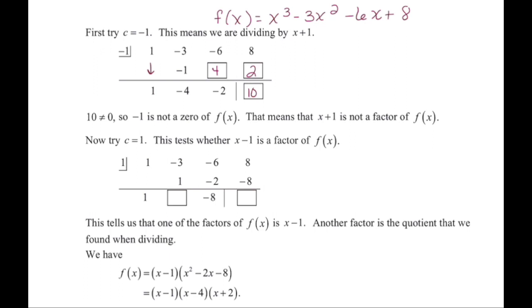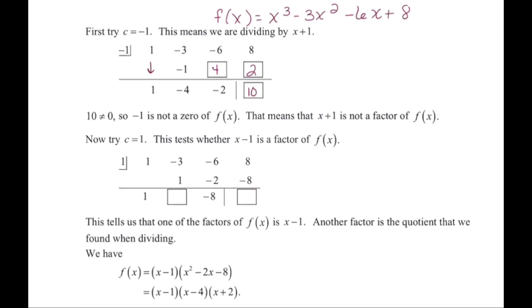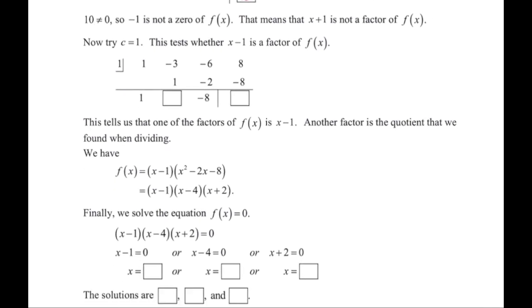Maybe we should try positive 1. So let's start over and try positive 1. Bring down my 1. 1 times 1 is 1. That still will give me negative 2. 1 times negative 2 is negative 2. Adding together is negative 8. 1 times negative 8 is negative 8. Aha, we found 1. So I know that x minus 1 is a factor because it crosses the x-axis at 1.